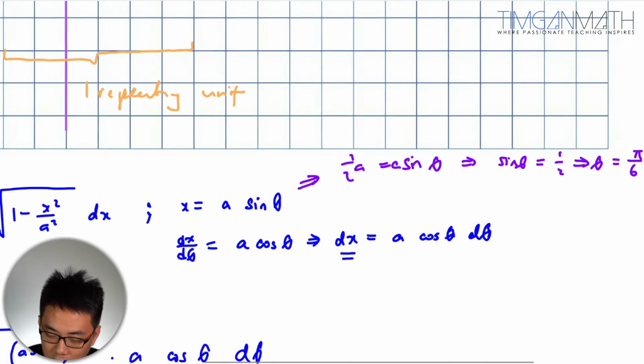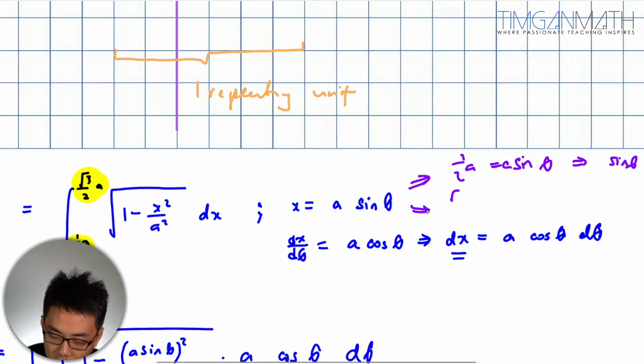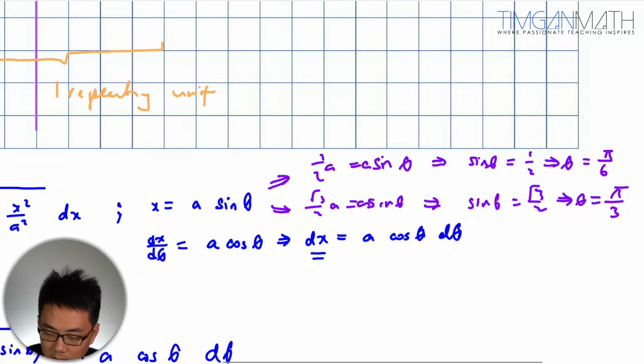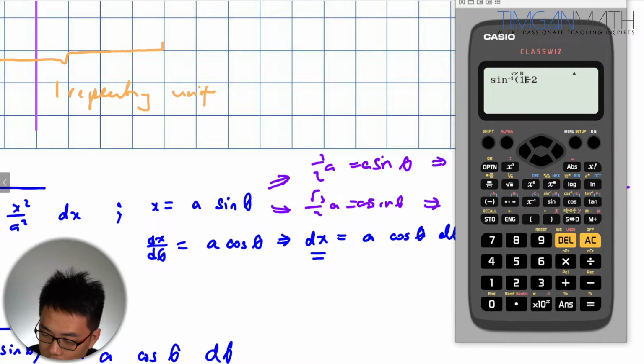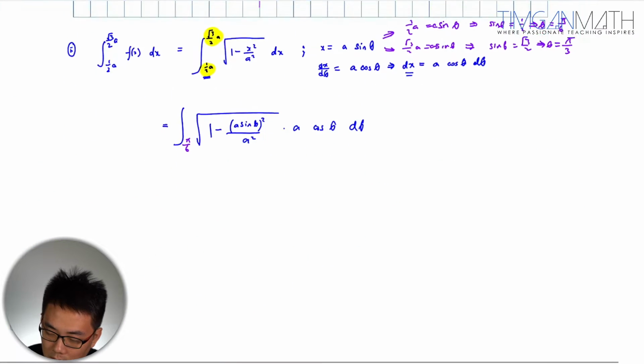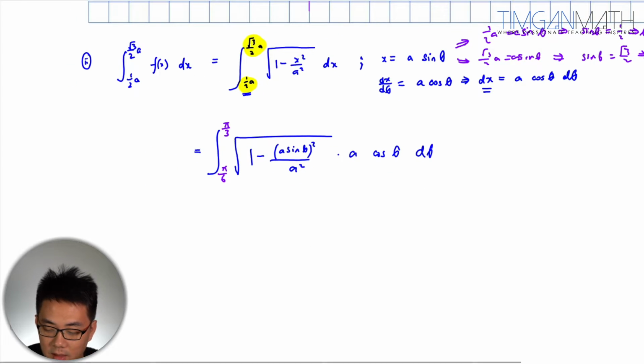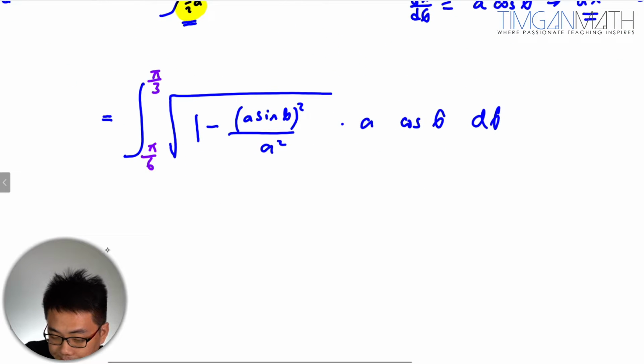Same thing, change the boundary on top. There's root 3 over 2a, when x is root 3 over 2a, then sine theta equals root 3 over 2, then theta will just be pi over 3. Okay, 60 degrees. There you go. So that's 60. Just make sure everything is done correctly. So from here, this is pi over 6. This is pi over 3.